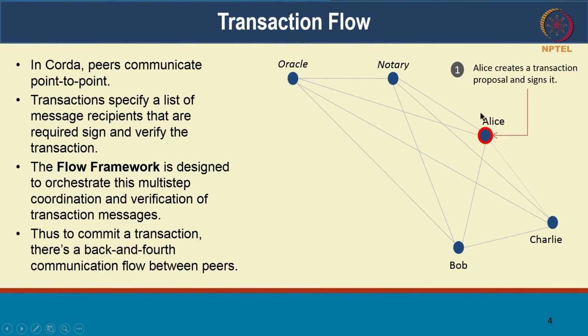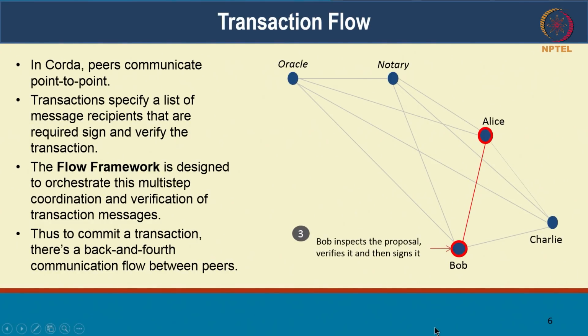First, let's say Alice creates a transaction proposal and signs it. It's going to take some input and transform it into some output. Input and output can be null as well, or one of them can be null, for instance. This transaction state, along with attachments, is signed by Alice, saying, here is a proposal for a transaction. Alice then sends this proposal using a point-to-point message to Bob.